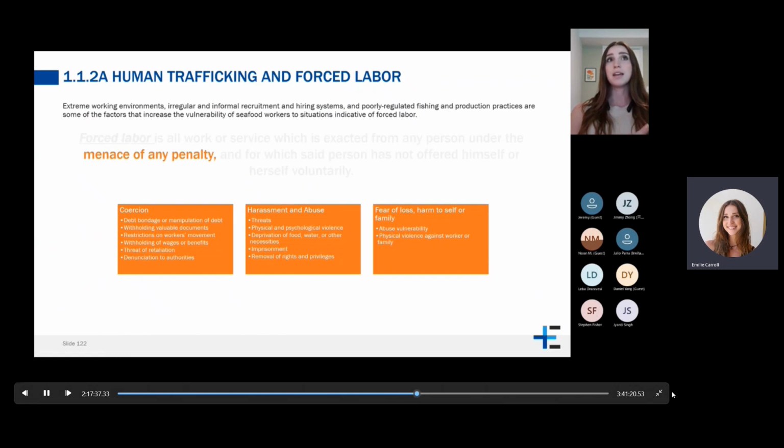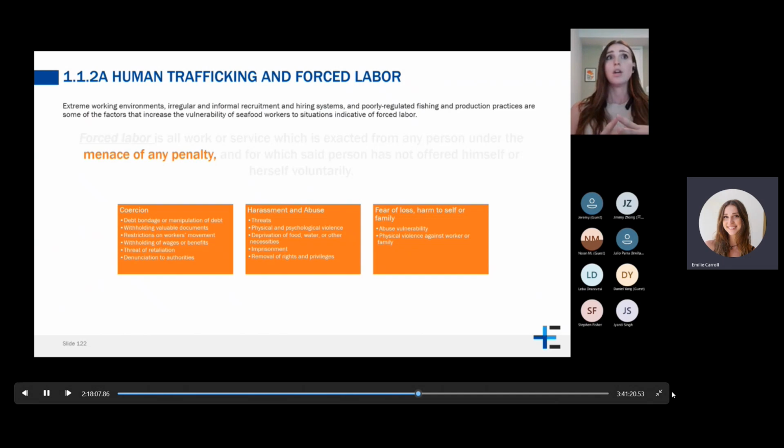First and foremost, looking at menace of any penalty. There are three bucket items this can fall under: coercion, harassment and abuse, which we just went over, and fear of loss, harm to self or family. Coercion can take many forms. Debt bondage falls under coercion because it's misleading: you owe me a certain amount of money that you'll never be able to pay back. In a way, that is coercing someone to remain employed against their will.